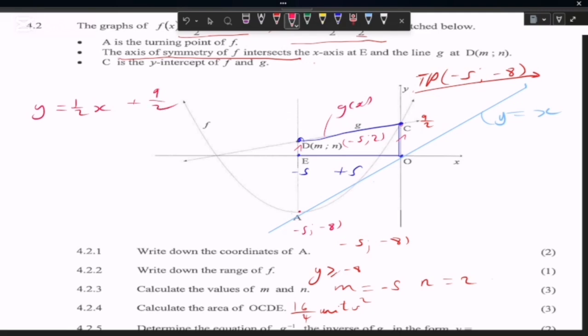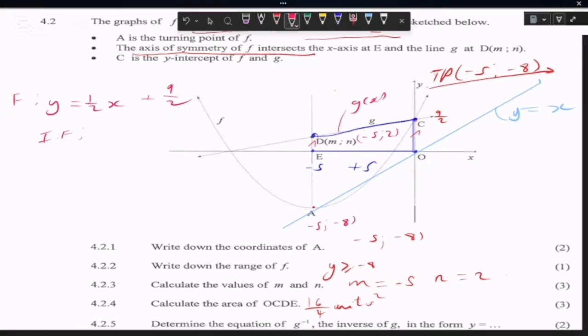So to get the inverse function, this is the function, and then the inverse function can be determined by swapping them around. So the x will be there, and then the y will come there, and then after that we can make y the subject of the formula.